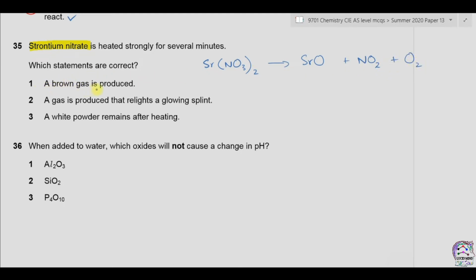Part 1 says a brown gas is produced. Now NO2 is the brown gas, so this option is correct. 2. A gas is produced that relights a glowing splint. Yes, we have oxygen gas which is produced, so part 2 is also correct. 3 says a white powder remains after heating. So strontium oxide is actually white in color. So therefore all 3 options are correct. So the answer is A.